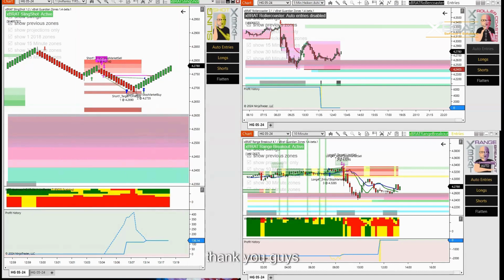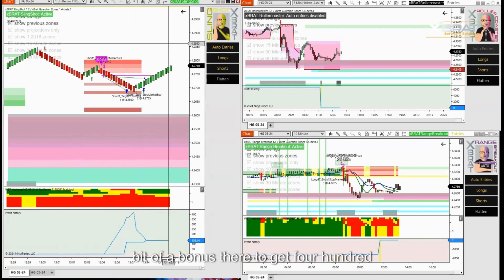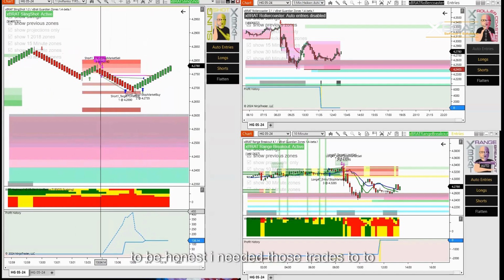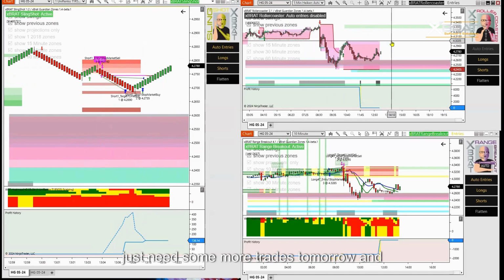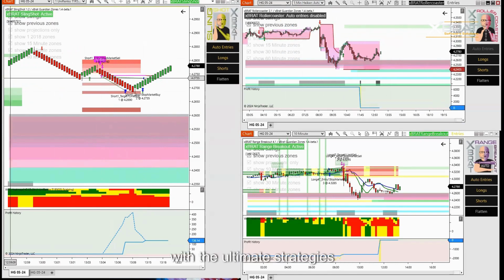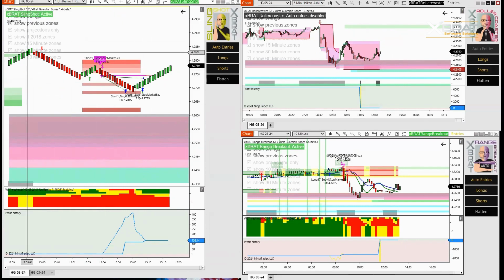Thank you, guys. Bit of a bonus there to get $450 profit on trading. To be honest, I needed those trades to solidify the work I did earlier. Just need some more trades tomorrow, and then hopefully go live on Monday with the optimized strategies.